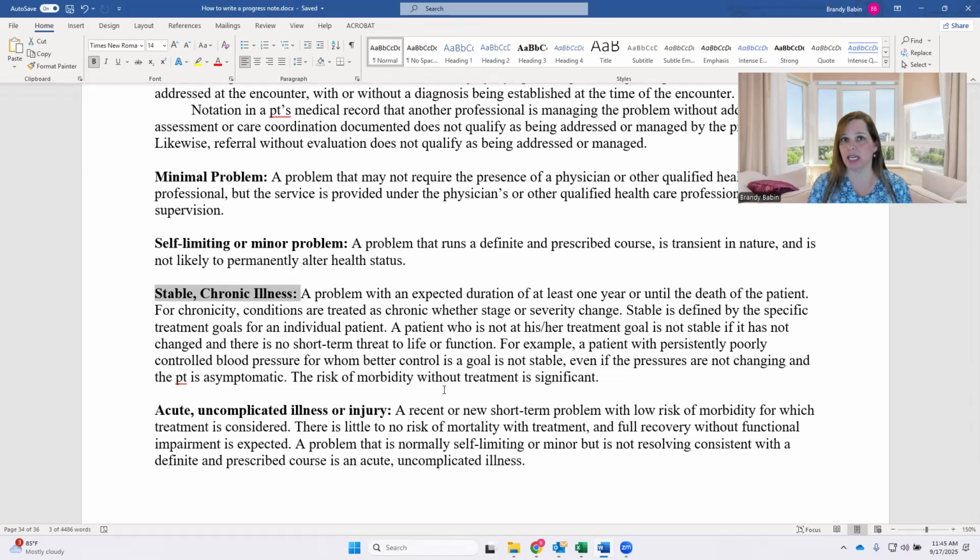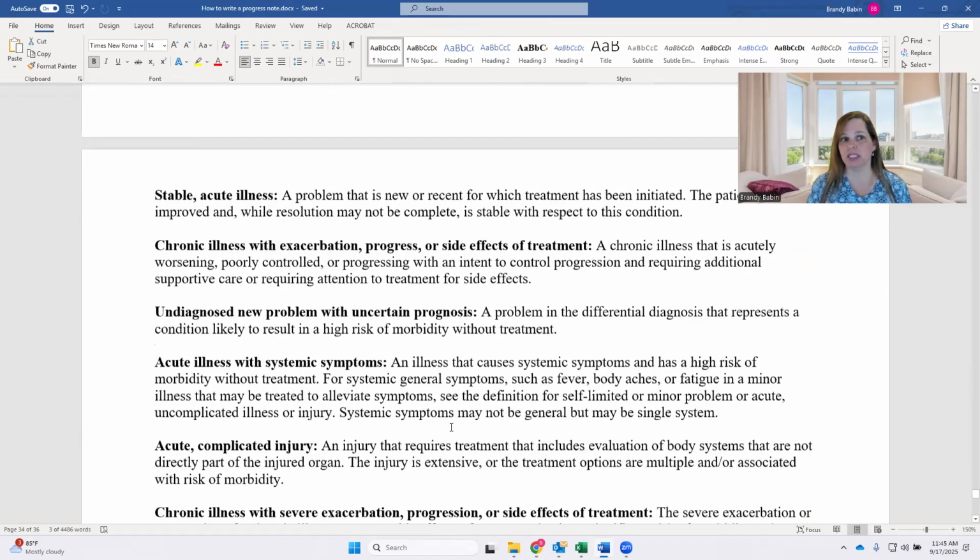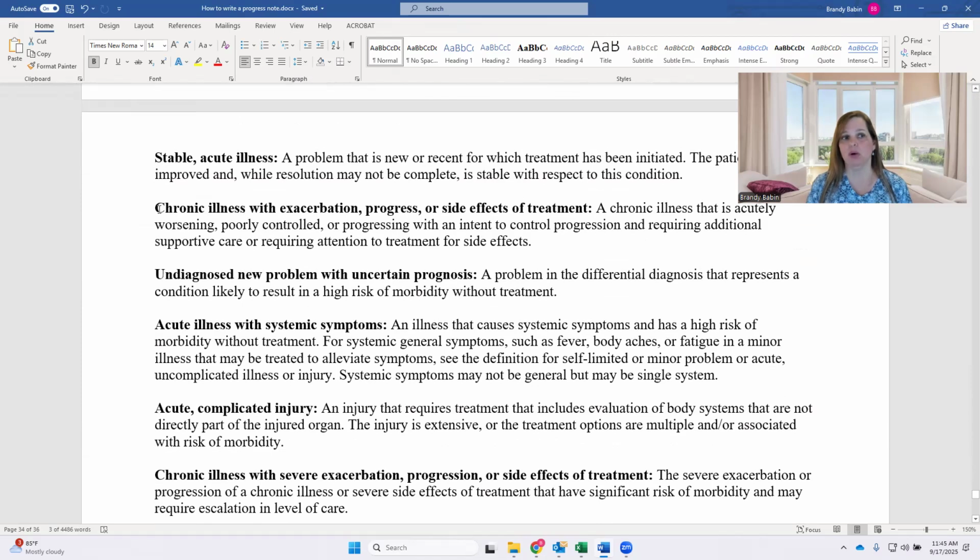if they have CHF and now they have 3+ edema instead of 2+ edema, we're talking maybe the patient's stable, they're having no shortness of breath, they're having no changes in anything that's going on with them. They've got a chronic illness with an exacerbation. Something's going on. If you have a GFR of 40 and this month it's 32, you have a chronic illness with progression. That is unstable.